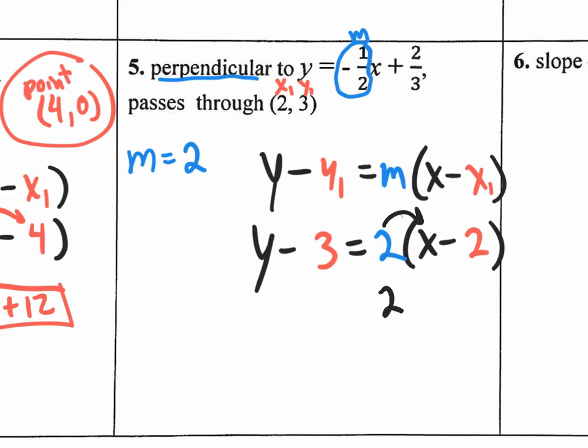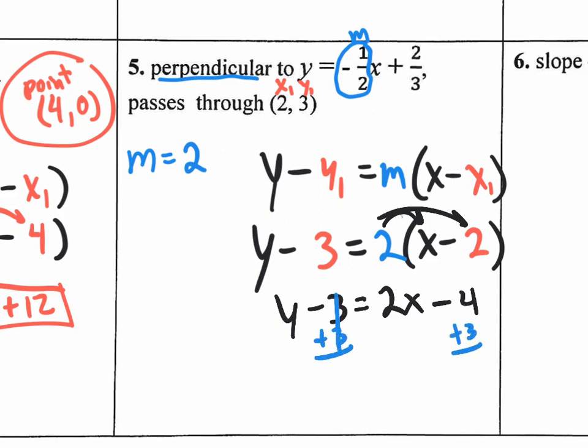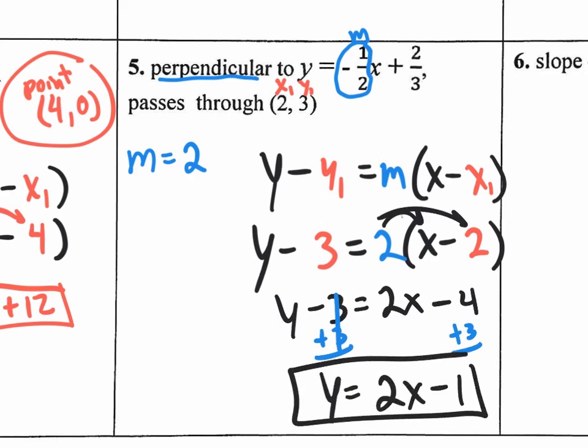2 times x is 2x. 2 times negative 2 is negative 4. Bring down the equal sign, bring down the y, take away the 3, and simply get rid of that 3 by adding 3 to both sides. Plus 3 there, plus 3 over there. Y equals 2x minus 1. That's your slope-intercept form equation.